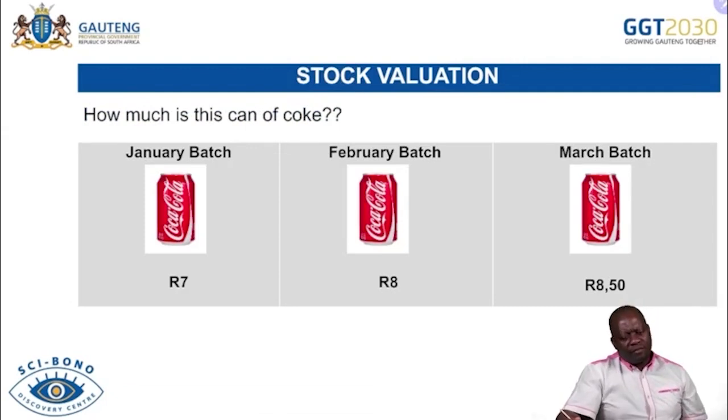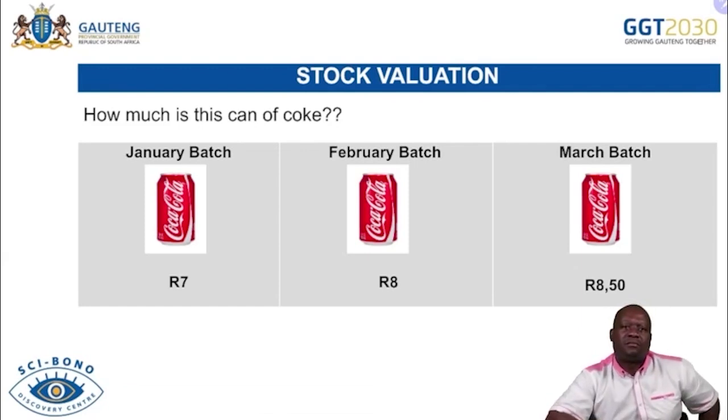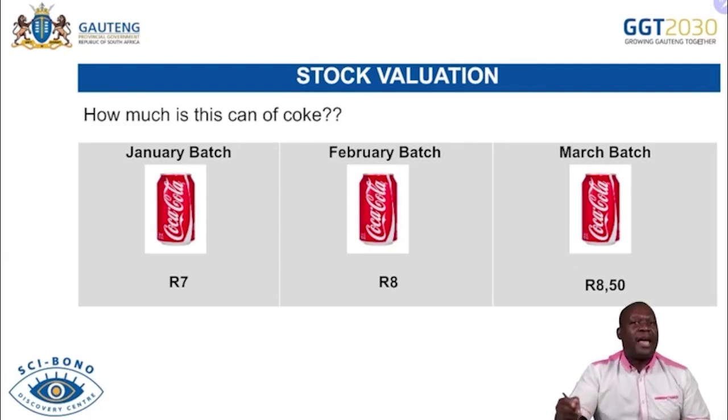But still, thinking around it, Malume came in. He said, no, that would be unfair. Because check here, the price is changing. It was 7, it was 8, 8.50.